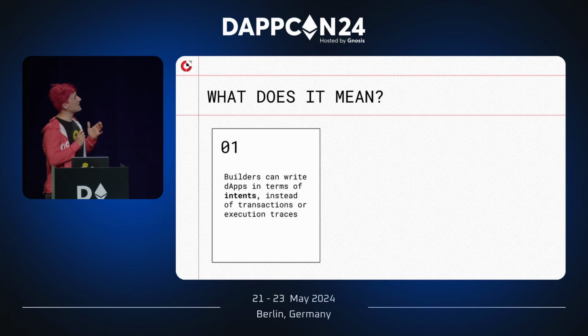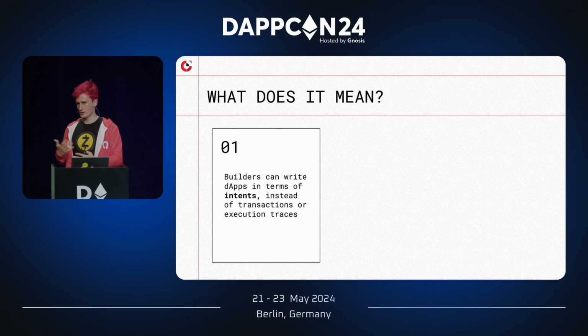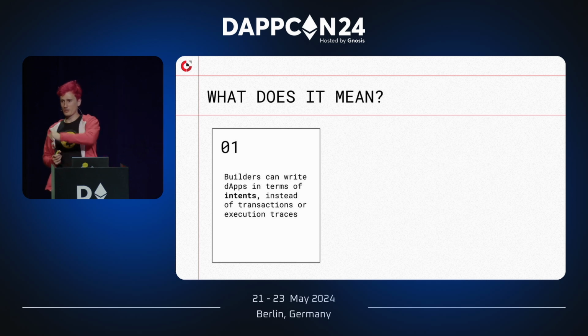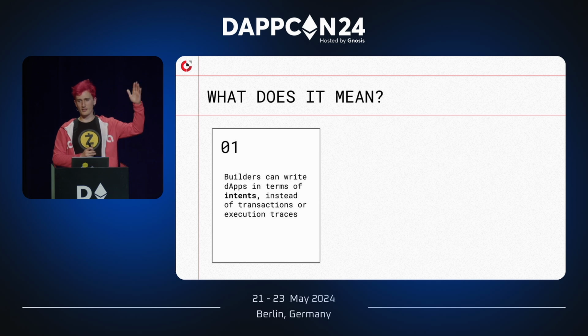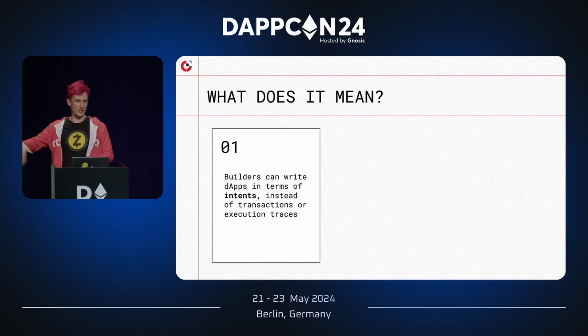So what does this mean for a number of parties here? This fundamentally means that builders can write dApps in terms of intents instead of transactions or execution traces. The distinction is that transactions are very imperative in the way they work. A transaction defines some specific execution trace. You start with a state, and you say, I'd like to modify the state using this execution trace, and then I'm at some future state afterwards.